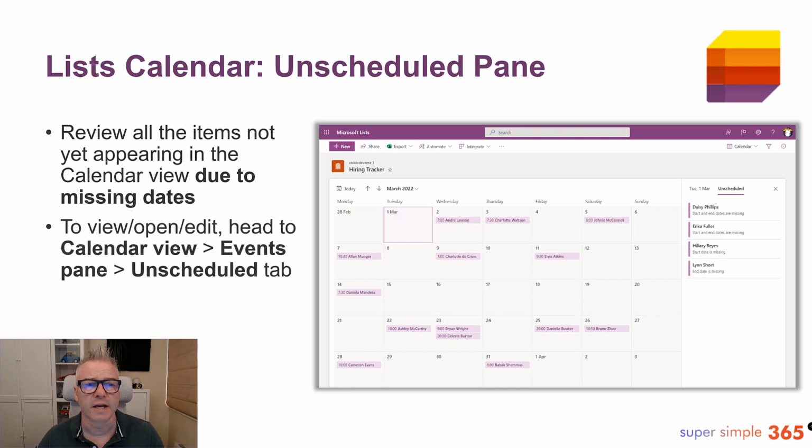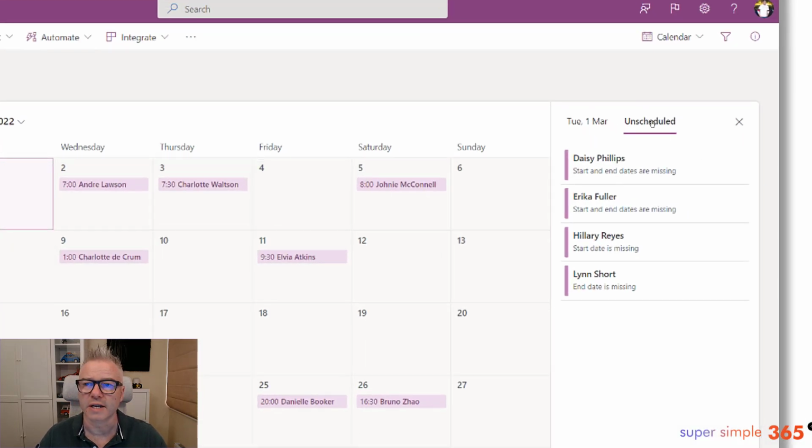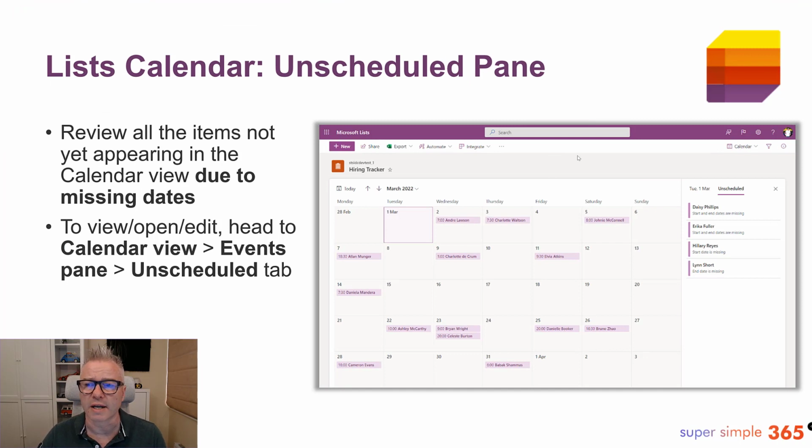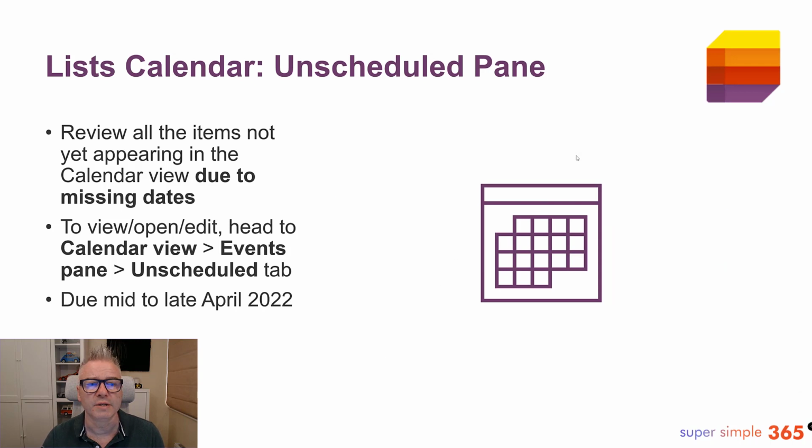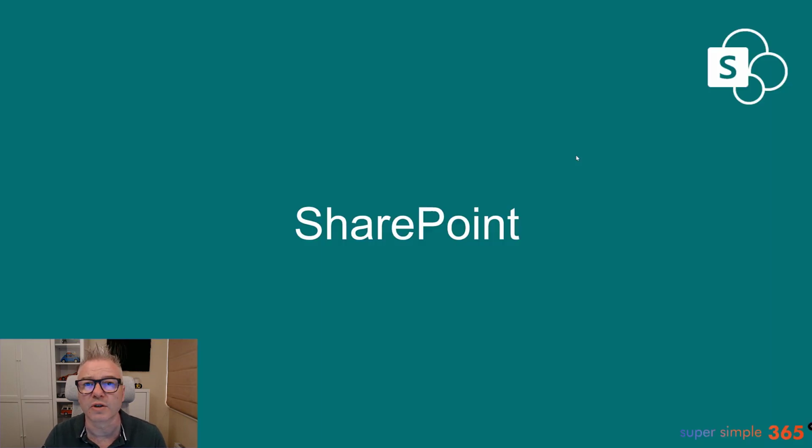So this means that if you go to your calendar and over on the right-hand side you look at the events pane, we'll just zoom in here again, you can see that there's a new tab called Unscheduled. And you can see here actually that there's a clue to what the issue is. Start and end dates are missing, start date is missing, end date is missing. So if you use the calendar view in Lists, I think that is going to be super. Due mid to late April, so sometime over the next couple of weeks or so.